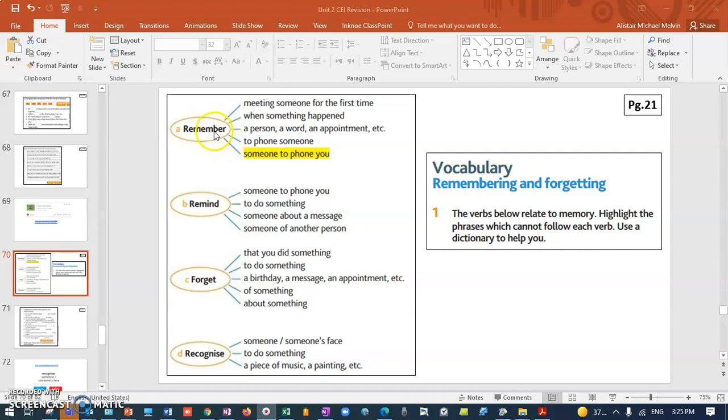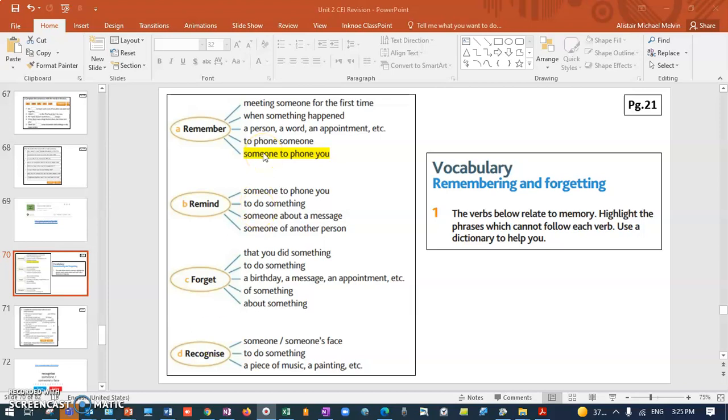Okay, so here we have 4 words: remember, remind, forget, and recognize. I'm sure you know forget and remember. Remind is when you need something to help you remember, and recognize is when you have difficulty remembering something, and then you remember.